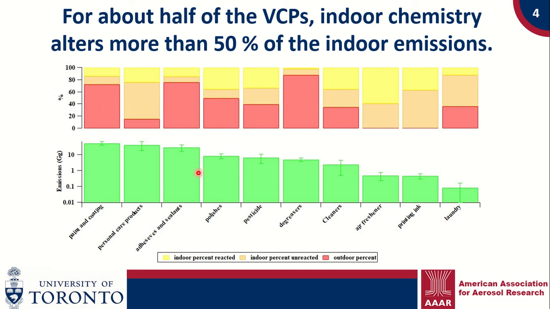So you can see that for some of the VCPs, because they are more related to industry like degreasers or paints and coatings, most of the emissions are actually happening outdoors. So we should not be that concerned about the role of indoor phenomena. But for some of them, this outdoor emission is really small, even smaller than 40%, like air fresheners and printing inks. At the same time, you can see that the indoor percent reacted is also a significant amount. So for about half of the VCPs, indoor chemistry alters more than 50% of the indoor emissions. So it is important to reconsider our emission inventories because of these reactions.